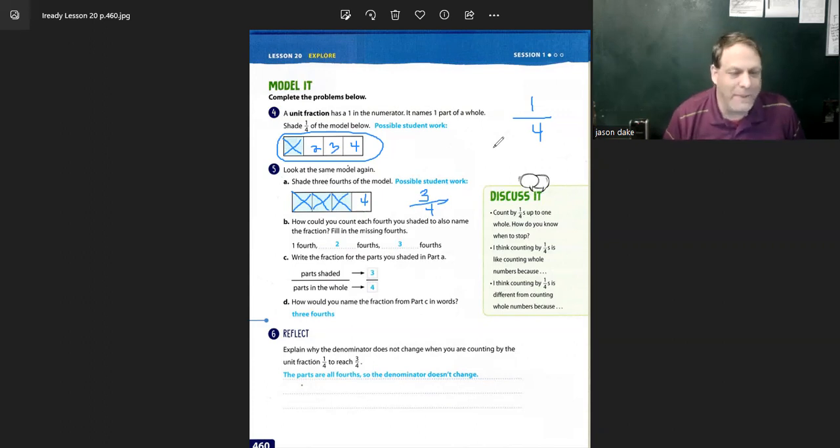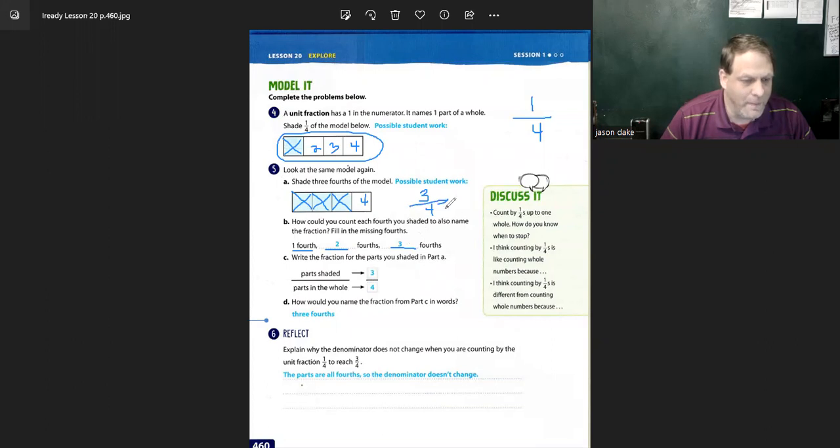Let's look at B. How could you count each fourth you shaded to also name the fraction? Fill in the missing form. So we could say 1/4, 2/4, and 3/4. Write the fraction for the parts you shaded in part A.